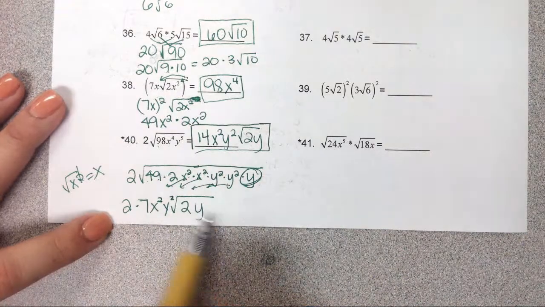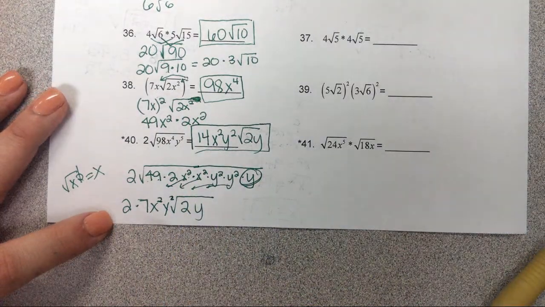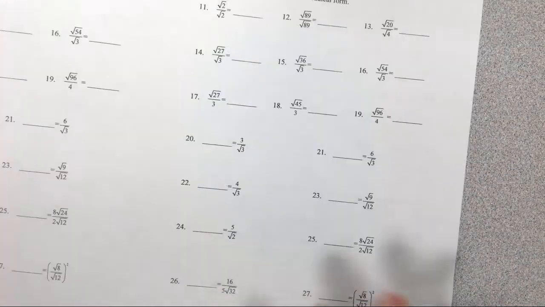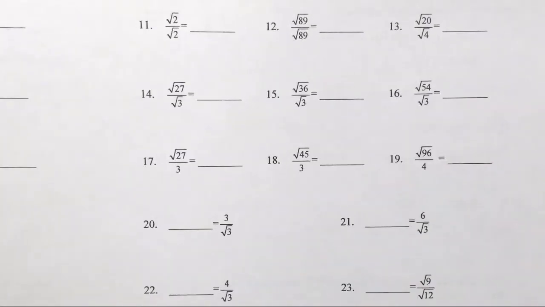Now again, you're not going to need to know this for your test. This is actually more something you're going to learn in Algebra 2, but it's still good to know if you want to. But if you don't know or you're really confused, don't worry about number 40. That is all simplifying and multiplying radicals. Today we learned about dividing. So I'm going to go over the evens on this one as well and explain some of them.